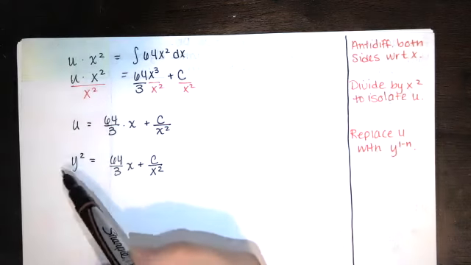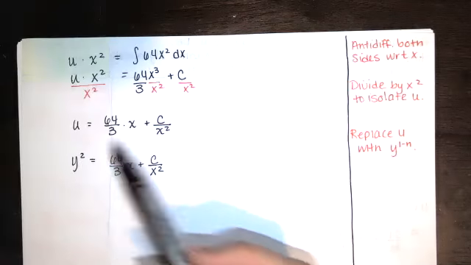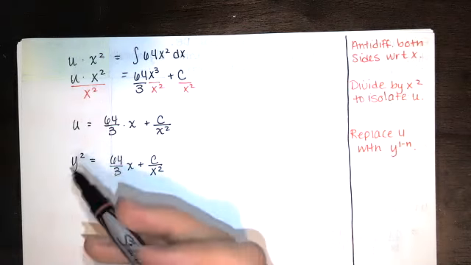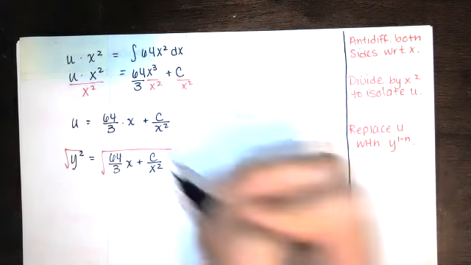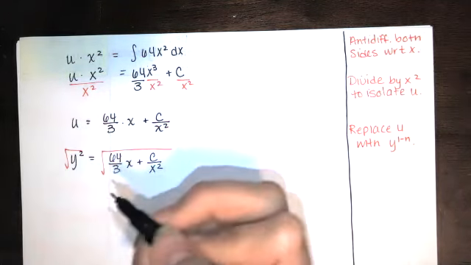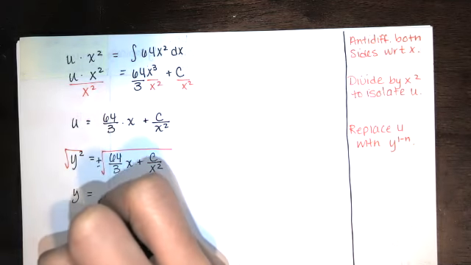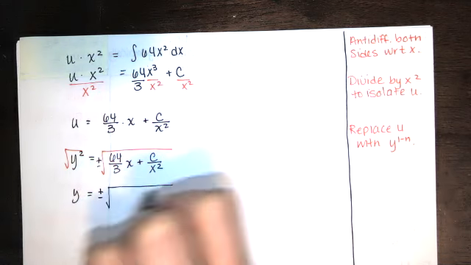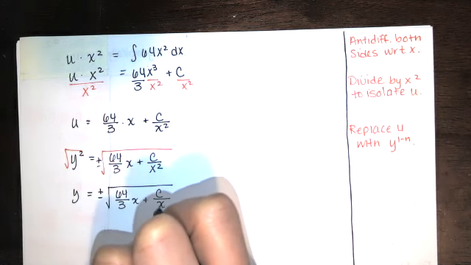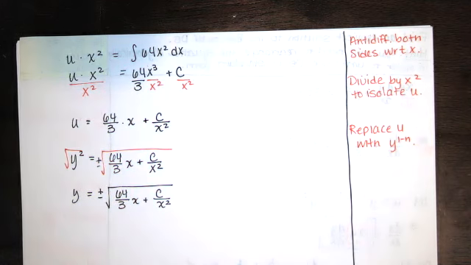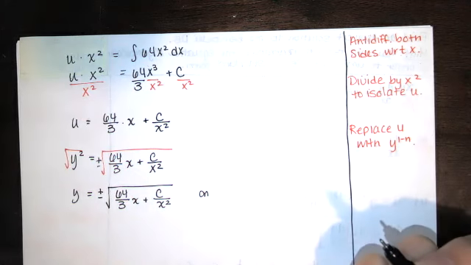Now in general, you can just raise both sides to the reciprocal power. So if this is the second power, I would raise both sides to the 1/2 power. But since it's a squaring function, we tend to think of it in terms of the square root. And actually we would end up with two functions. We have a plus or minus there. y equals plus or minus the square root of 64 over 3 times x plus c over x squared, where c is some particular constant. And of course, this will work on an interval where x is not equal to 0.